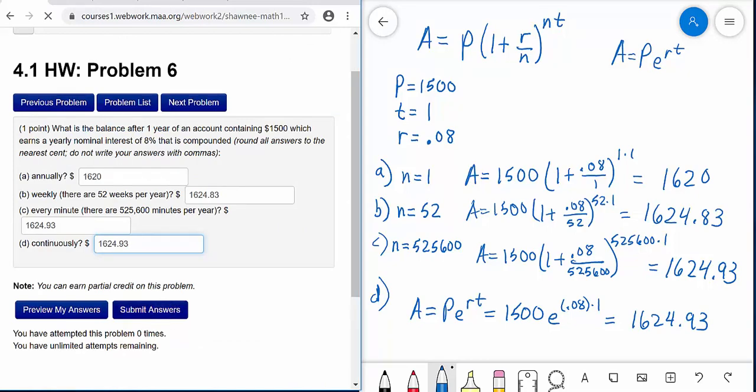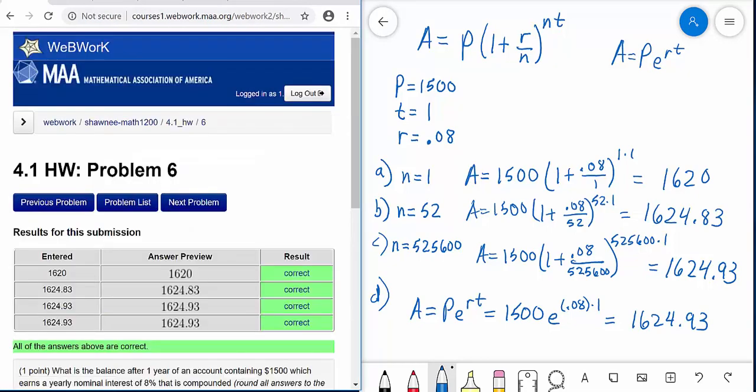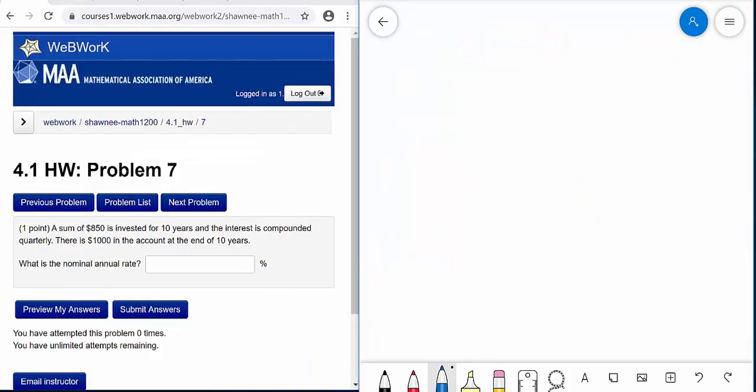And submit our answers. And there we go. So problem number 7 actually has some more complicated algebra involved. It says that a sum of $850 is invested for 10 years, and the interest is compounded quarterly, which would be 4 times per year. It says there's $1,000 in the account after 10 years. What was the interest rate?